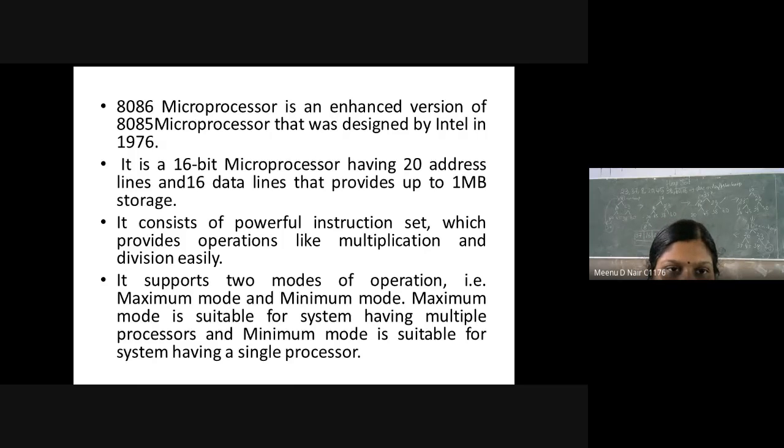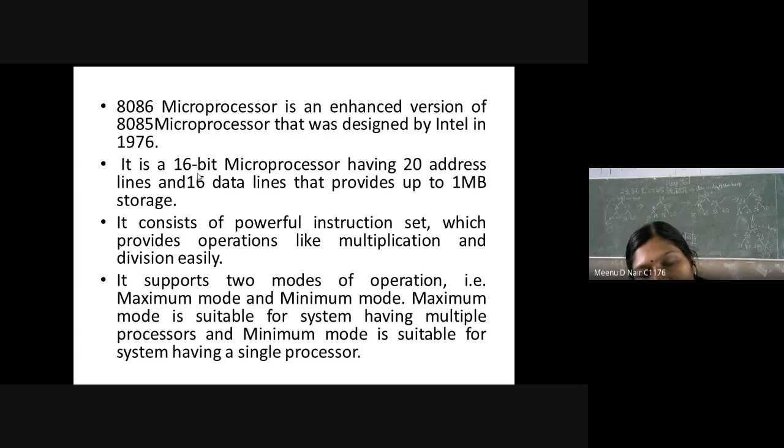So 8086 is nothing but the same as an 8085 microprocessor, but it has some additional advantages compared to 8085. It is an enhanced or extended version of your 8085, and it was designed by Intel in 1976.